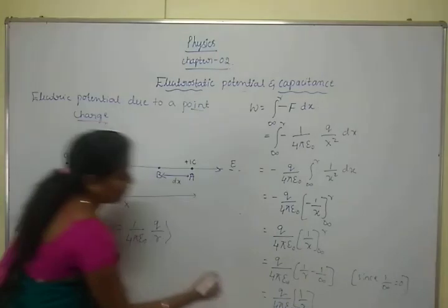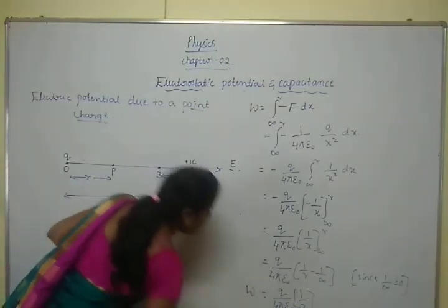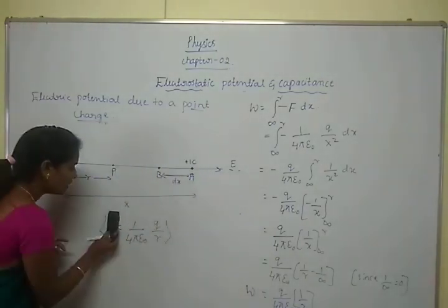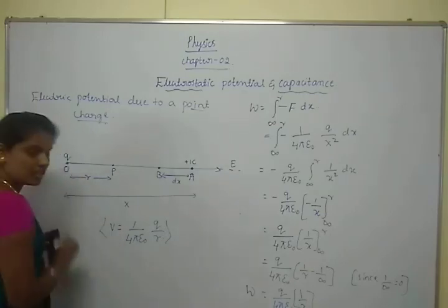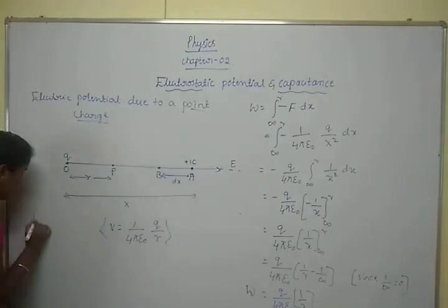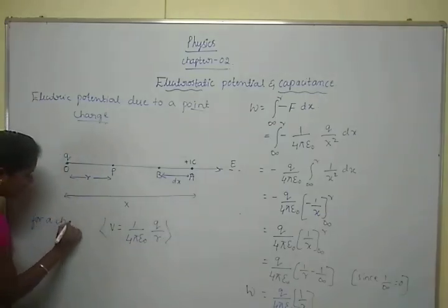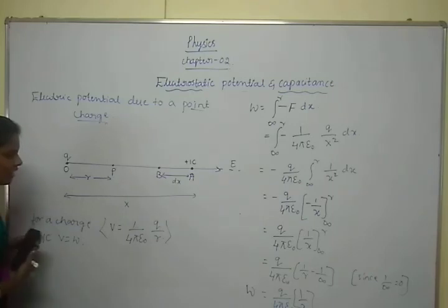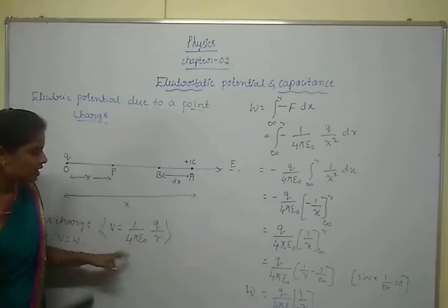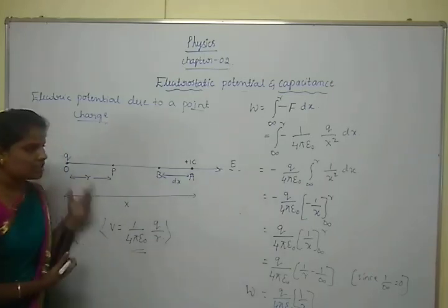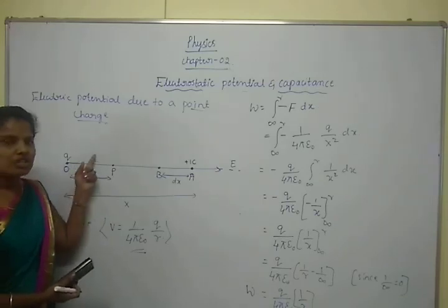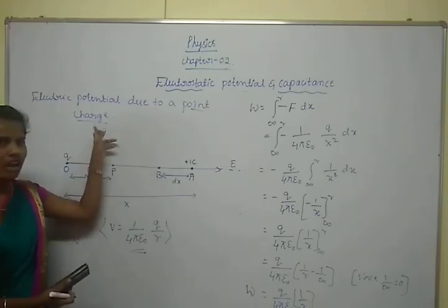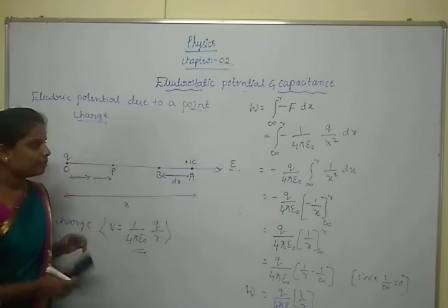But here the left side is W, and I will write V instead, because for a charge of 1 coulomb, V equals W. That's why I write V here. This is the final equation for the electric potential due to a point charge in an electric field.